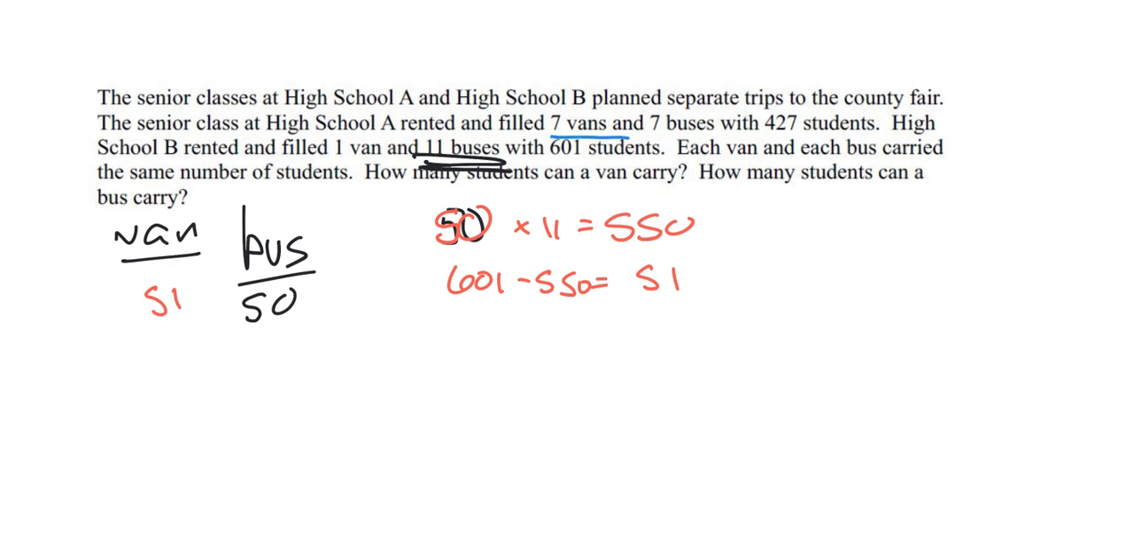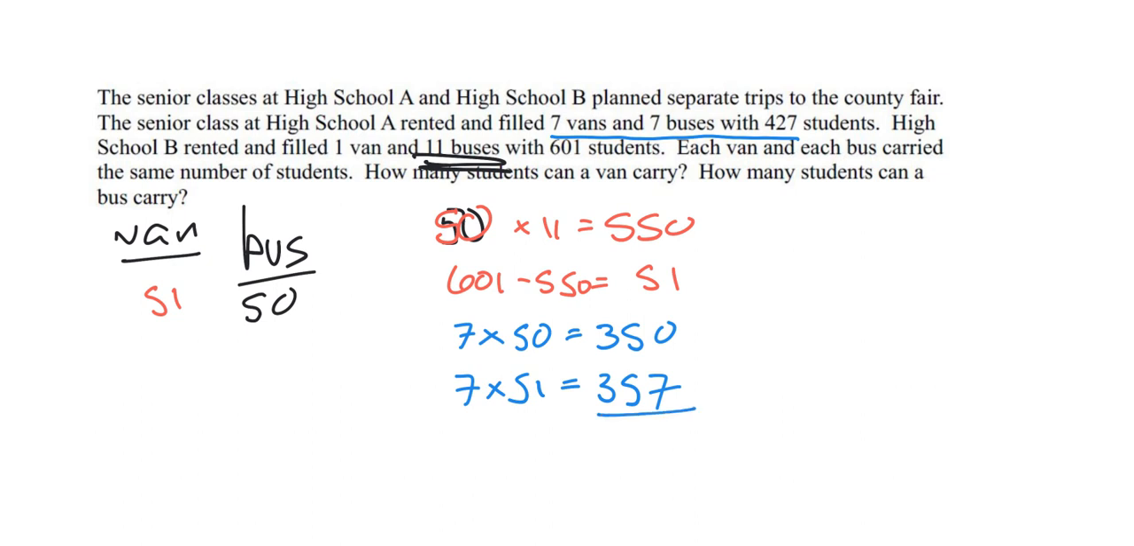So we're going to go to 7 vans and 7 buses. So 7 times 50 is 350, and 7 times 51 is, well, notice that's 57. This is 51 over 7, so it must be 357 altogether. So altogether, that's going to give us 707. So that is still way too many.